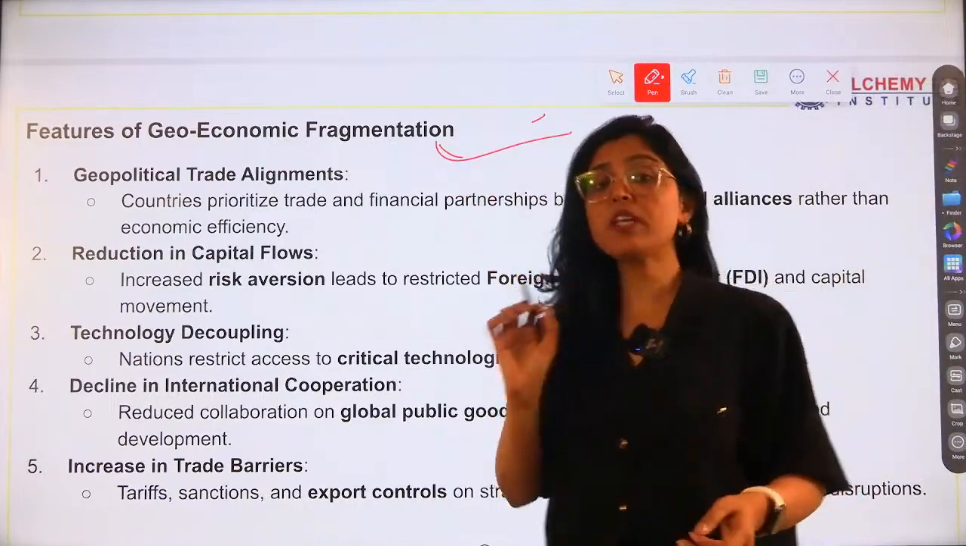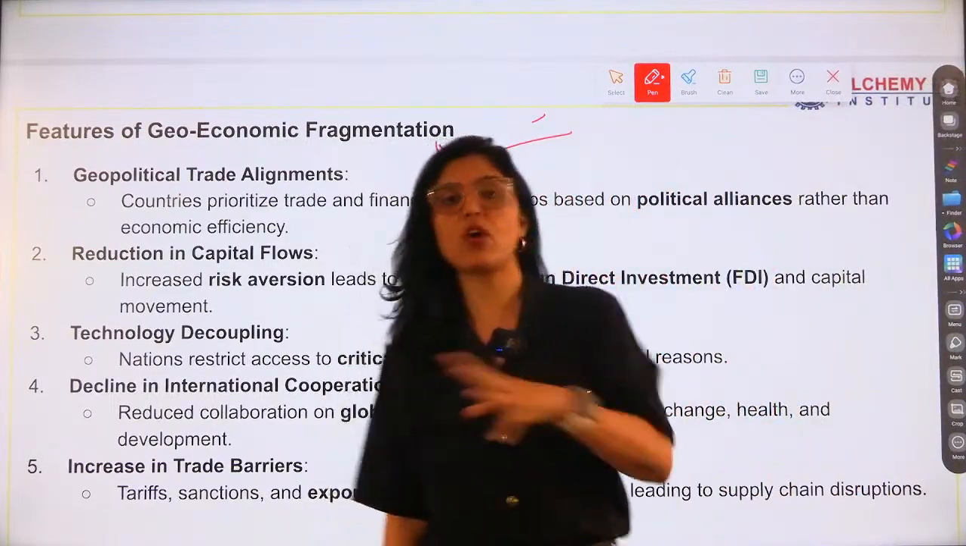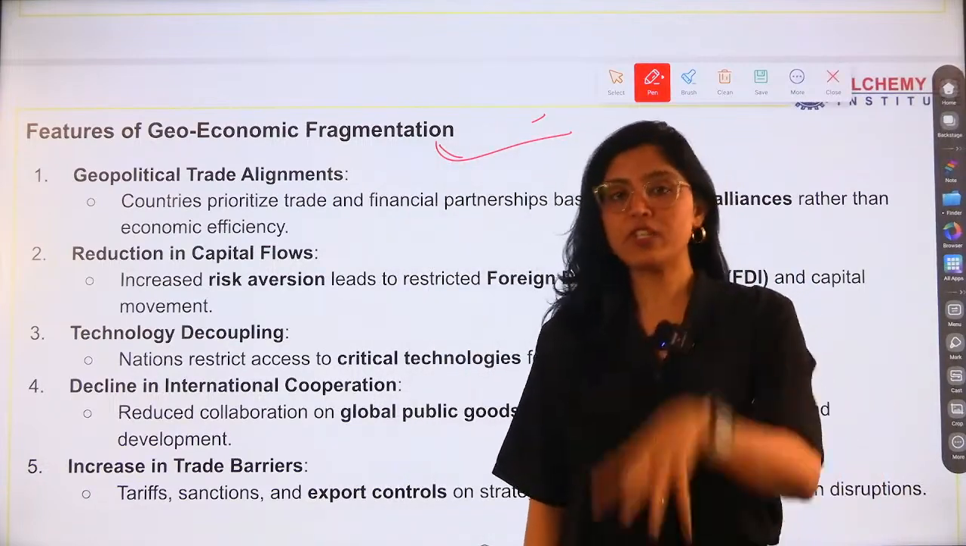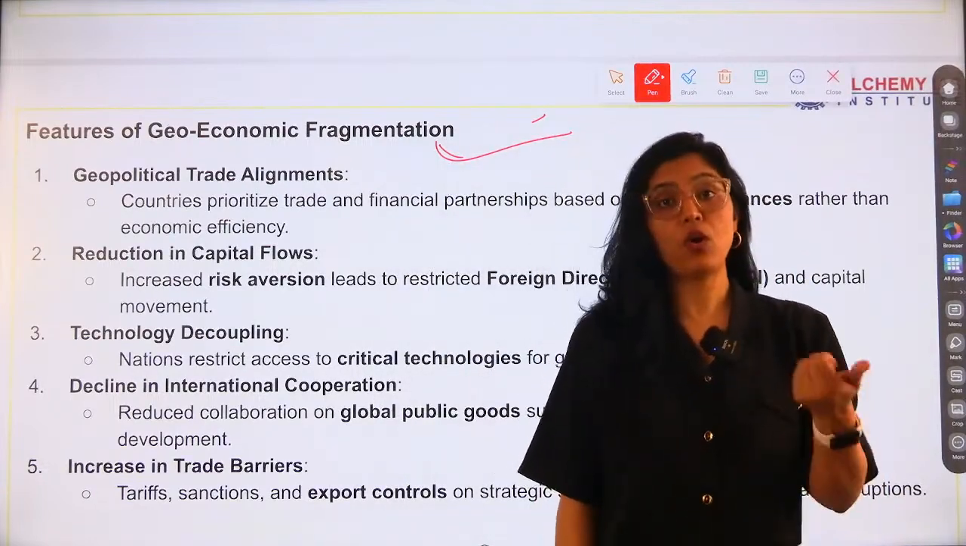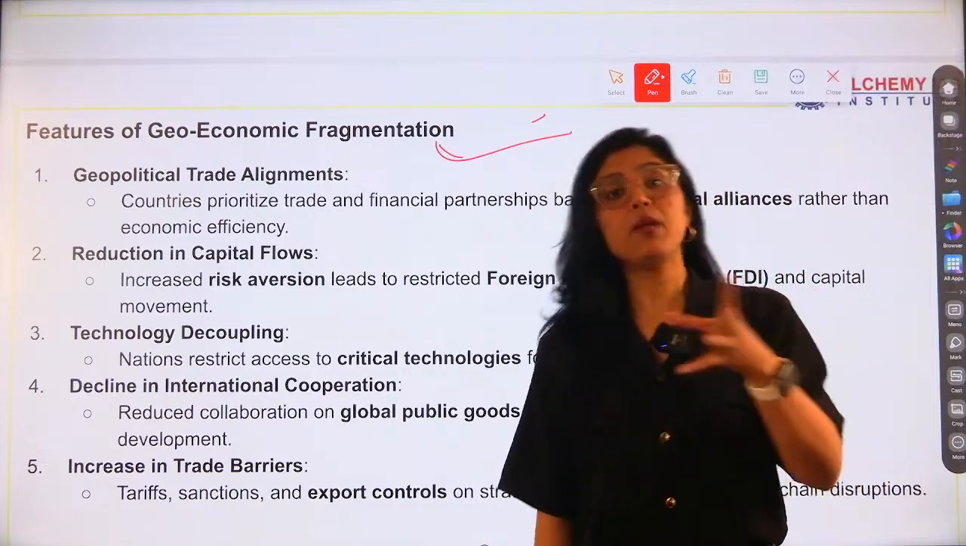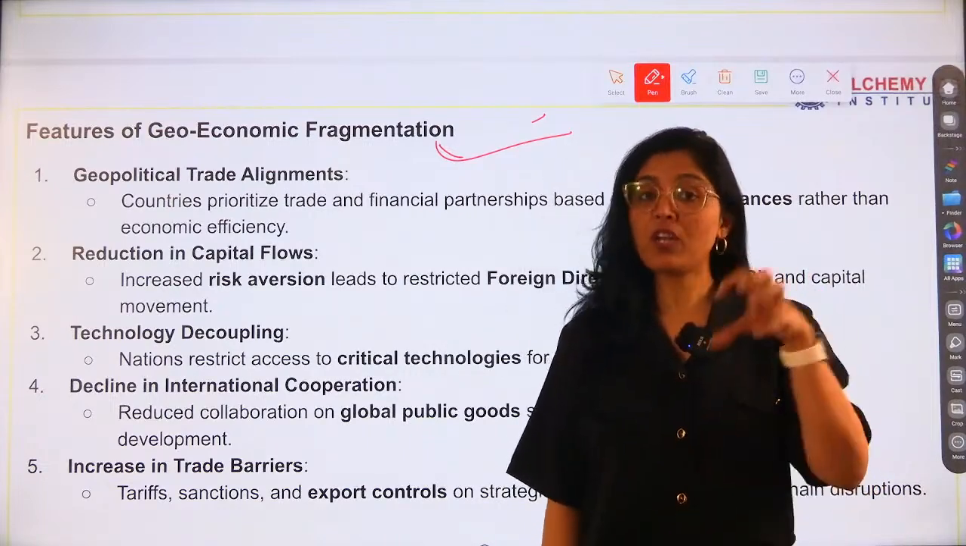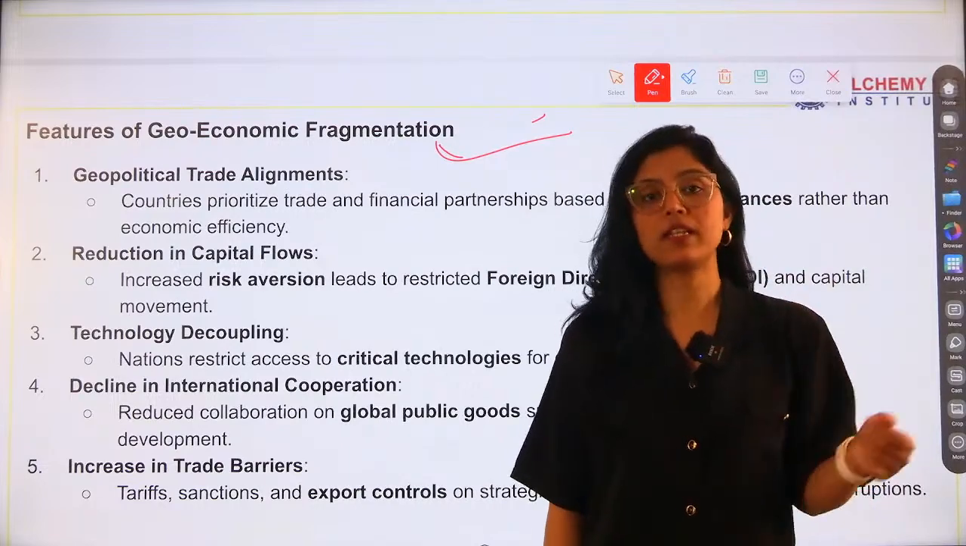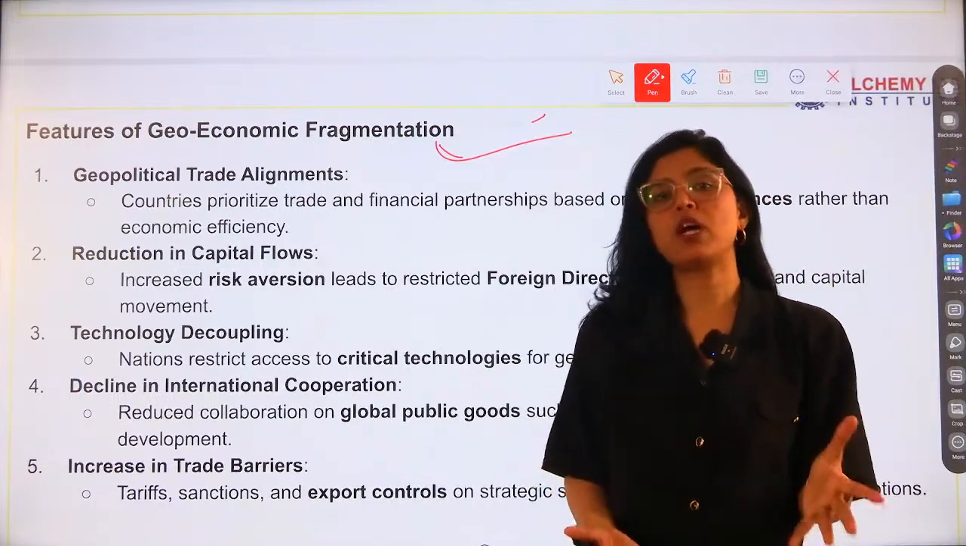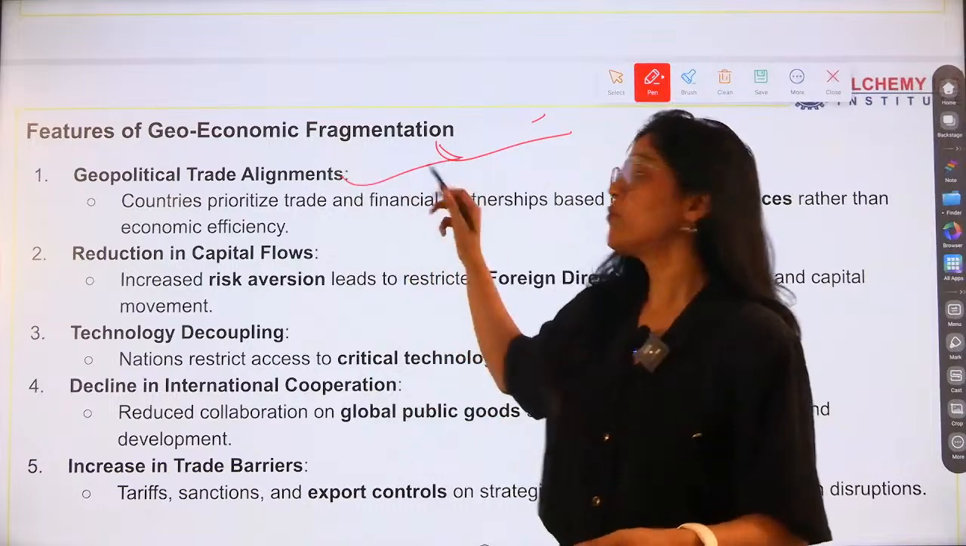Next is features. See, one kind of question that can be asked from this topic is: what are the features of geo-economic fragmentation, or what can be the impact of geo-economic fragmentation? For answering this question, you have to understand the concept, then only you'll be able to answer the question. Next is, what are the features?